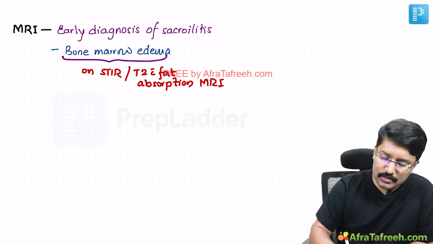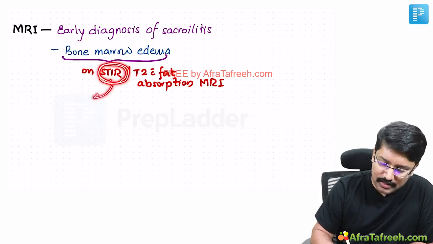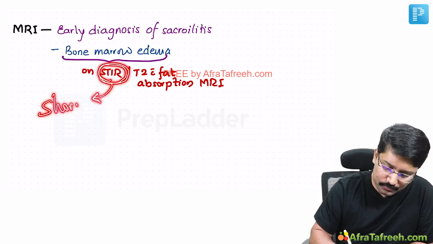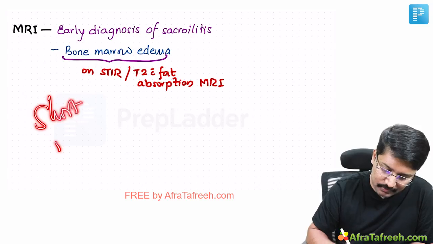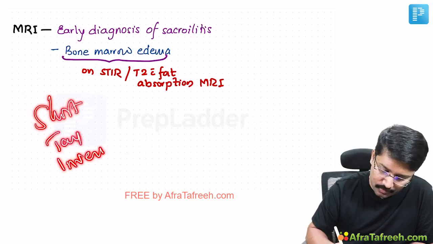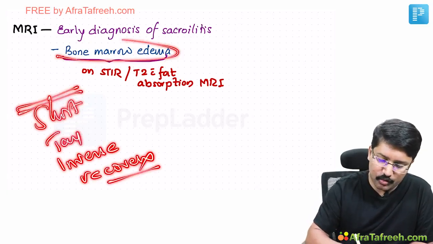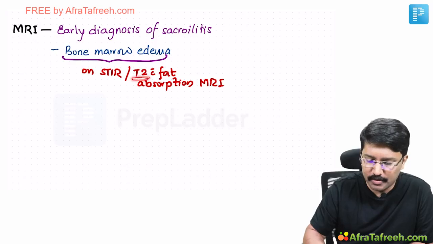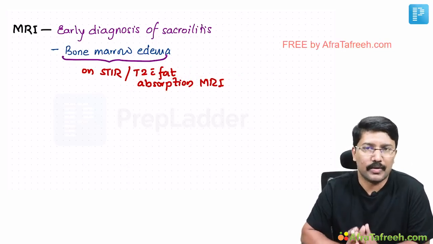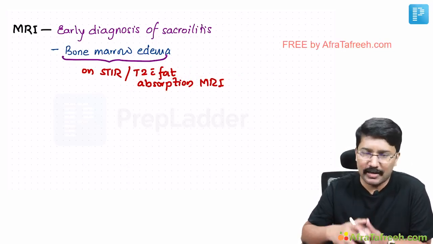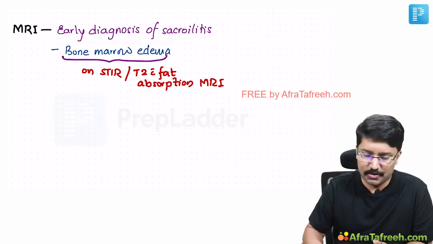What is going to be useful is a sequence known as the STIR sequence, which stands for short tau inversion recovery. These images can detect the bone marrow edema, or you can go with T2 weighted images with fat suppression sequence MRI. So only these two can be helpful: STIR sequence imaging or T2 with fat suppression imaging of MRI. Okay, that is about the investigation.